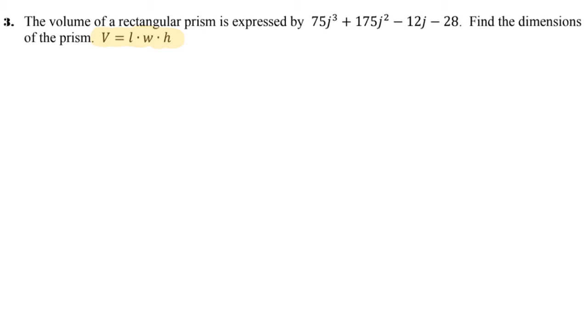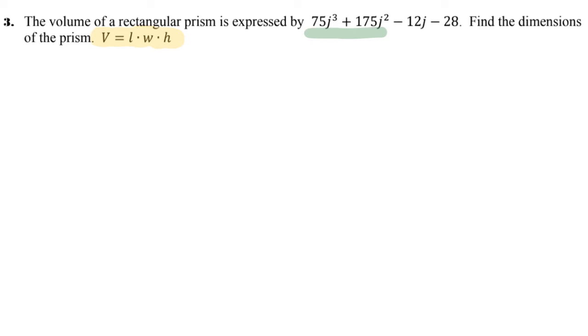Now the big question here is what type of factoring to use. And notice there are 4 terms, so I'm going to go ahead and group. So remember, with grouping, we look at the first 2 terms first and try to identify, is there a greatest common factor? Is there something in common between the 75j to the third and the 175j to the second?